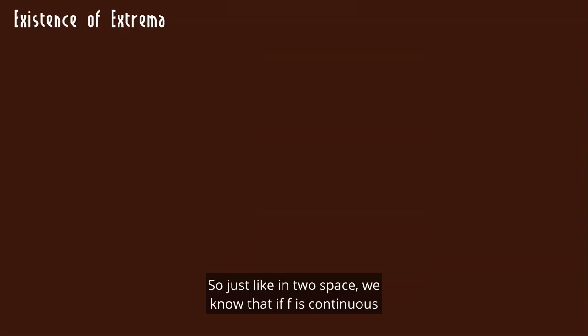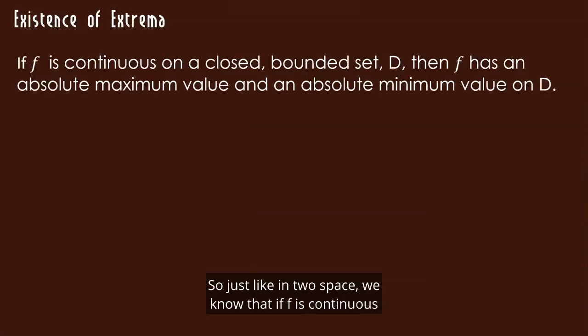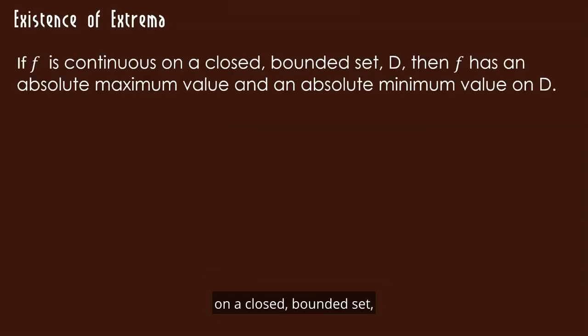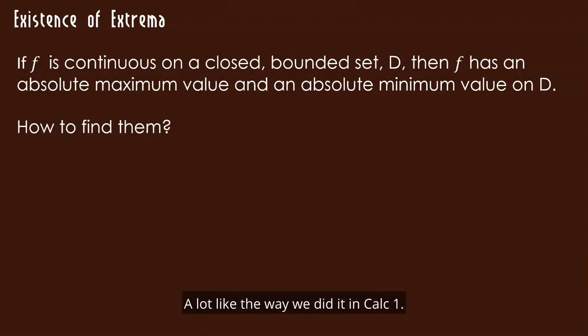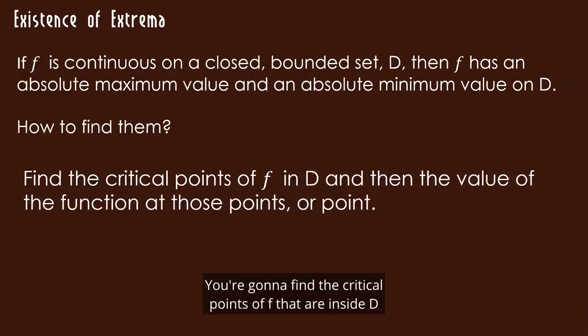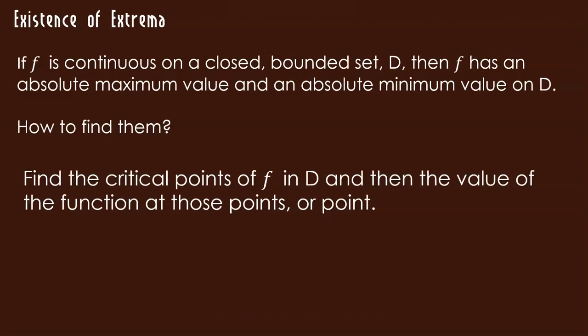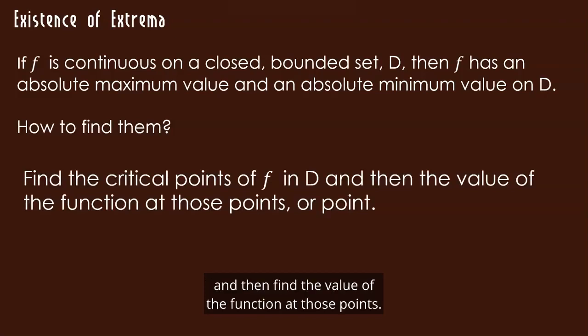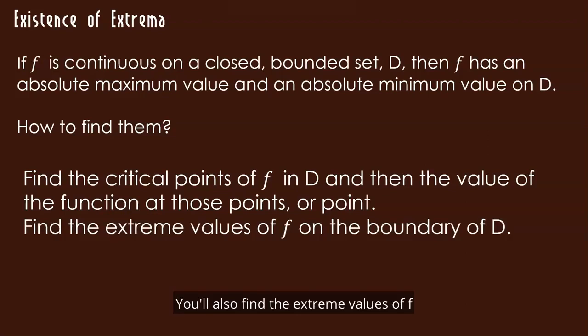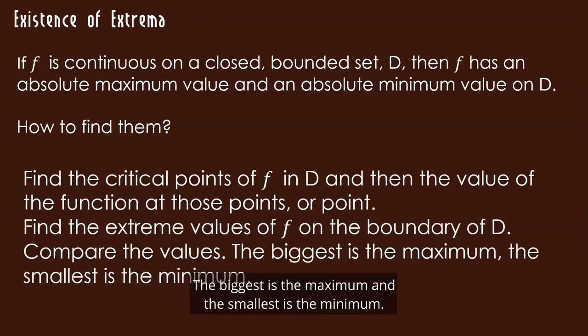So just like in 2 space, we know that if f is continuous on a closed bounded set D, then f has an absolute maximum value and absolute minimum value on D. But how do we find them? A lot like the way we did it in Calc 1. You're going to find the critical points of f that are inside D, and then find the value of the function at those points. You will also find the extreme values of f on the boundary of D. You compare the values, the biggest is the maximum, and the smallest is the minimum.